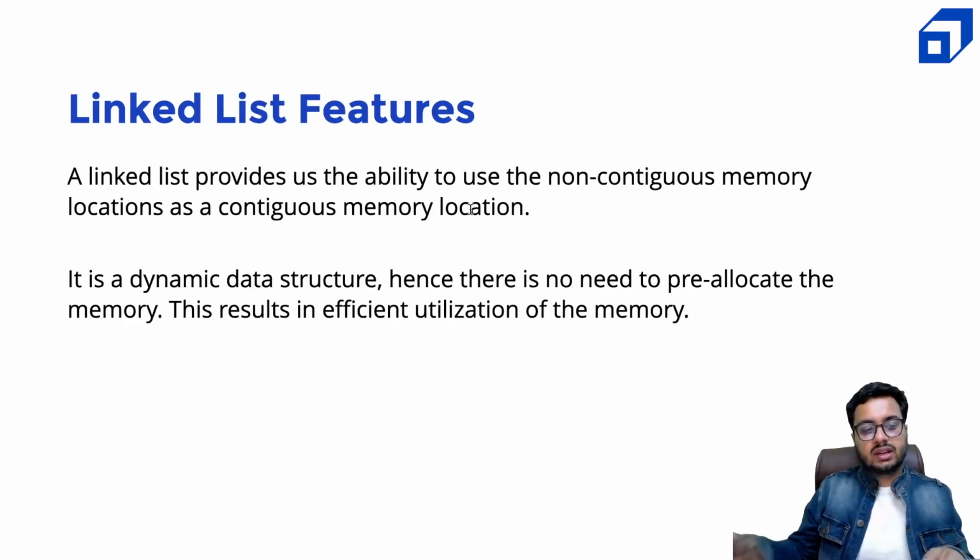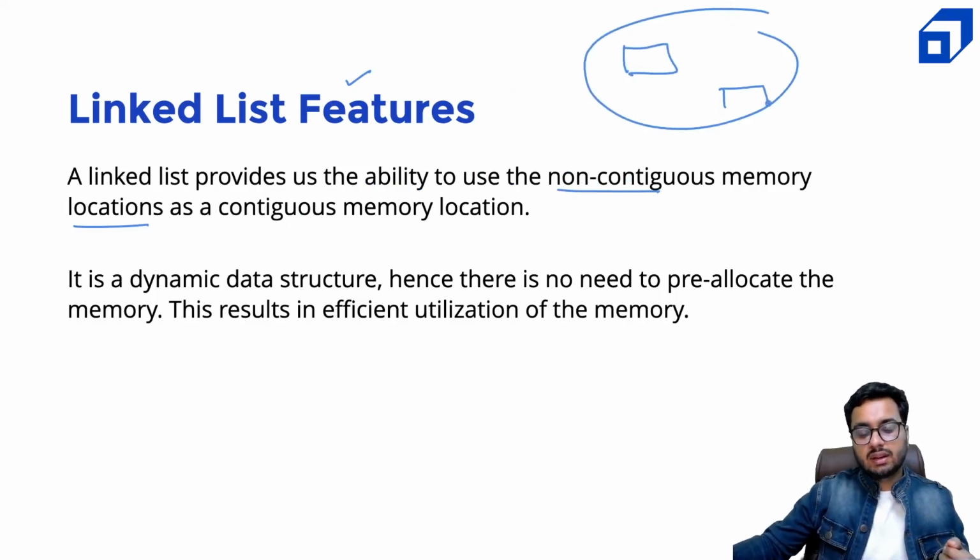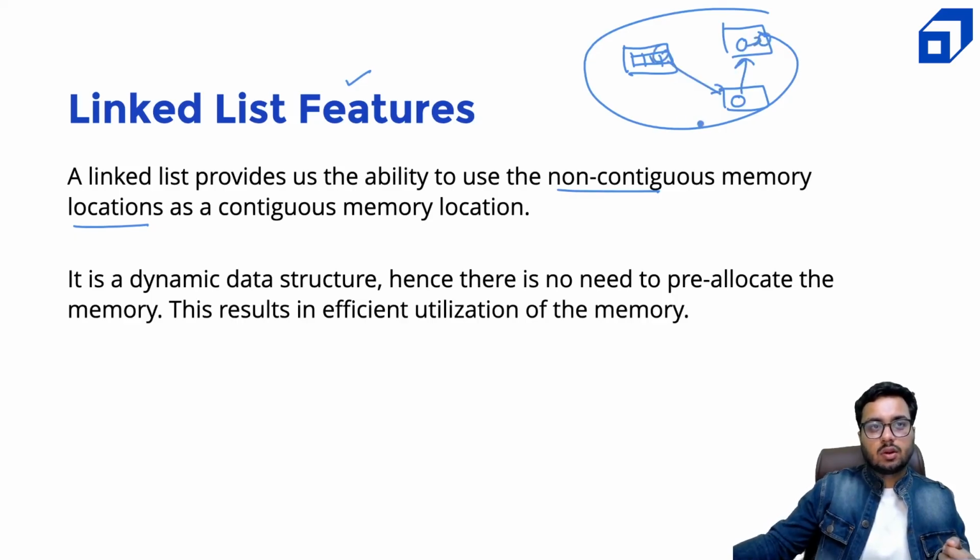So let us quickly revisit the features of linked list, right? It provides us an ability to use non-continuous memory locations, right? If you have different chunks of memory available in different parts of the heap, and you cannot create a big array, what you can do is use some memory here, some memory here, some memory here, and just connect those chunks, right? Non-continuous memory parts can be utilized efficiently using a linked list.